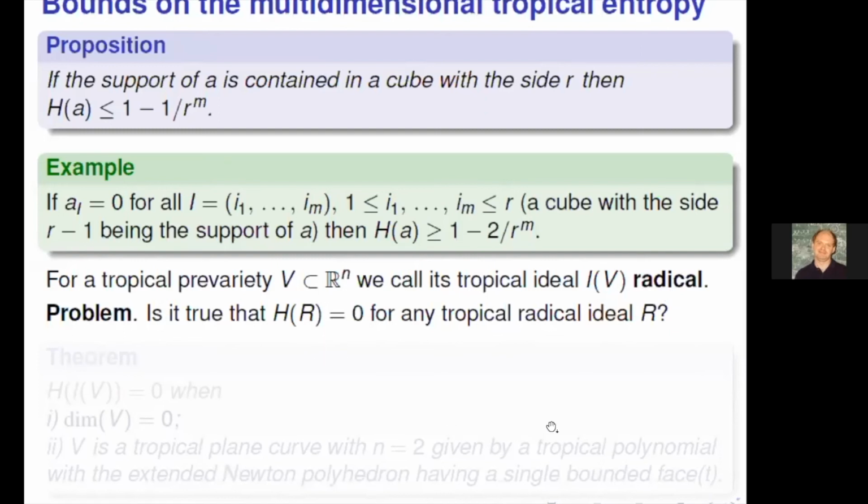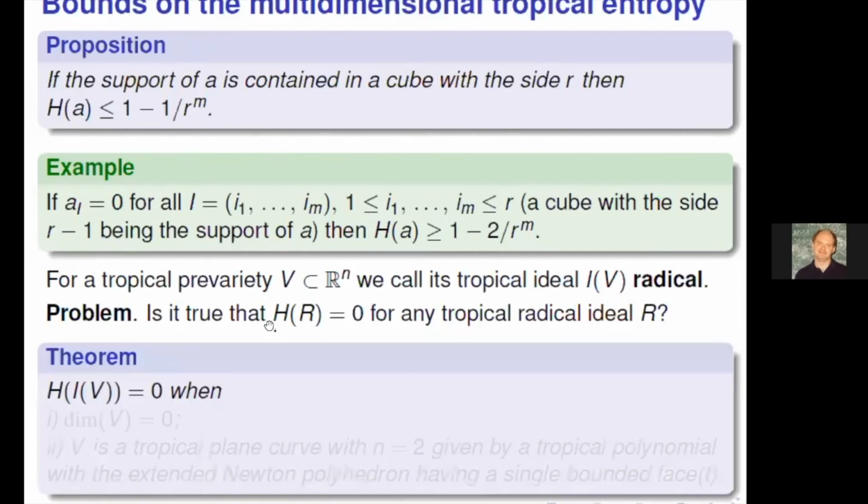Vanishing of the entropy is not always true if you consider non-radical ideals. There are some examples. I don't give them here, but they are published; they are at least in the arXiv somewhere, so I can provide these examples in this arXiv paper if somebody is interested. And this conjecture has two justifications in very, very small particular cases.